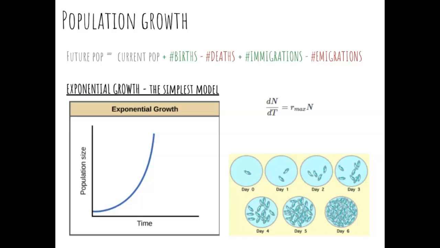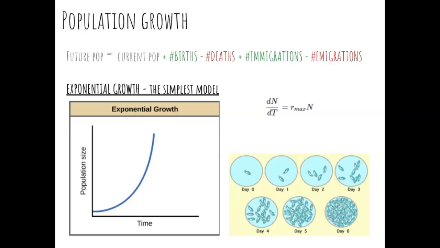So if we start with the simpler equation for population growth, which is exponential growth, you can see that the change in the number of individuals in your population grows faster the larger your population size gets.